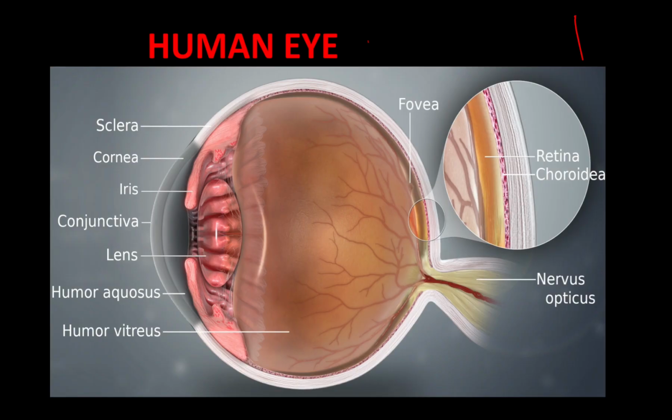This eye is an oval structure, and our eye has three layers. The outermost layer of the eye is called the fibrous tunic. Then the next layer, which is the inner layer, is called the vascular tunic. And then the innermost layer we have is called the retina. So we will see all these layers one by one.